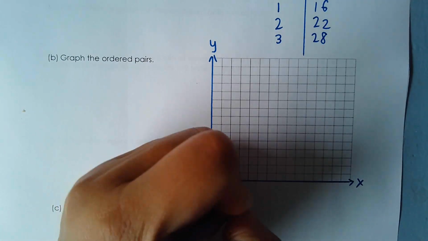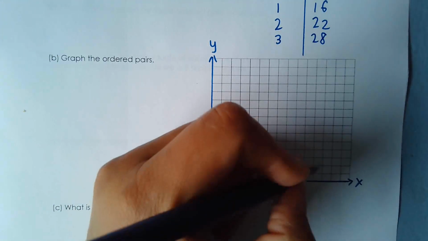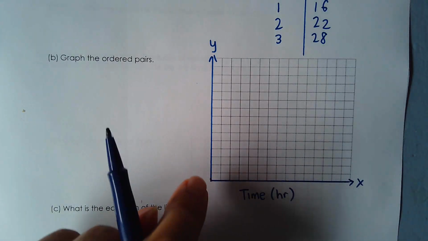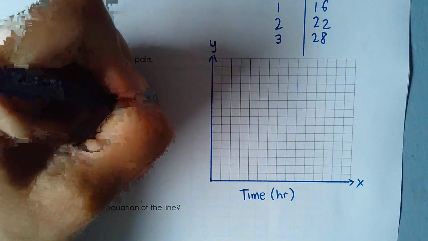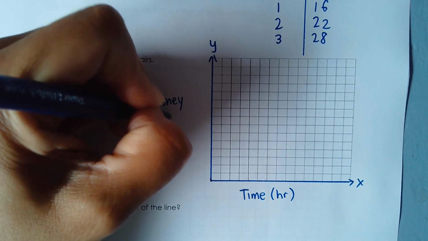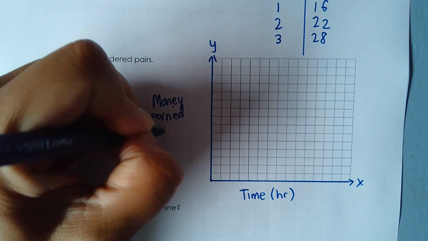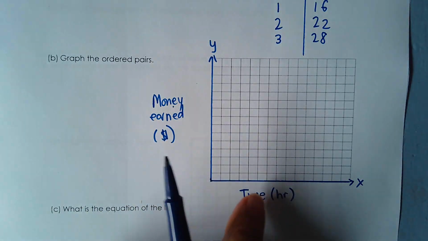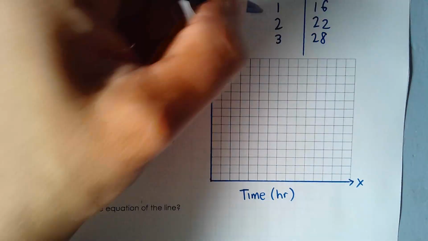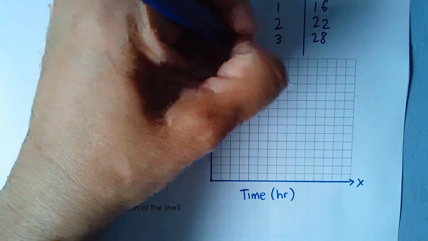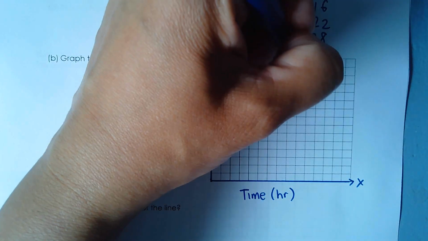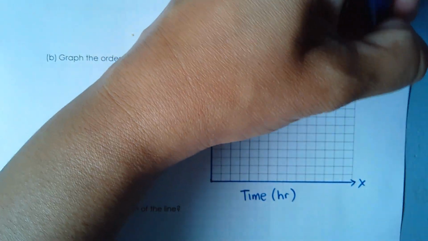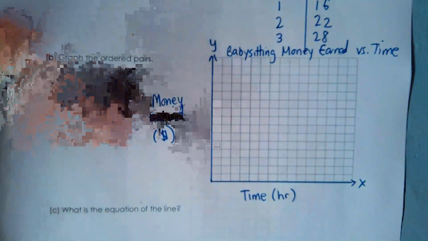So our x-axis is time in hours. So we always put the units in brackets, and on the y-axis it's the money earned, and we are paying in dollars. Okay, so we've got our x-axis and y-axis, we've labeled them. We also need a title, so babysitting money earned versus time. Something that describes what's going on in the graph.